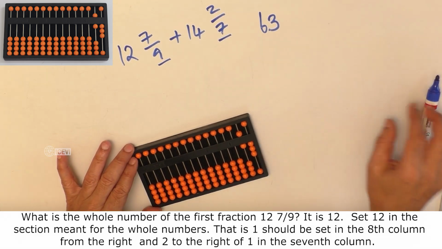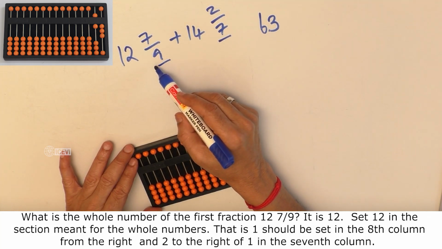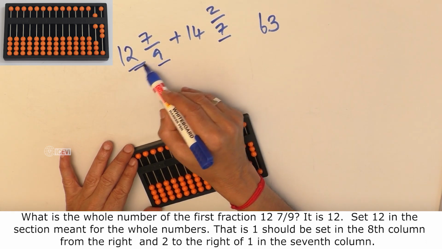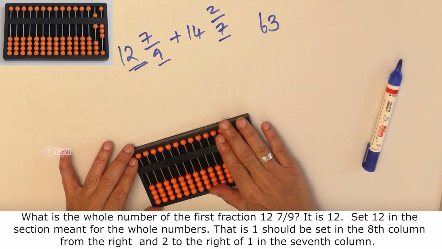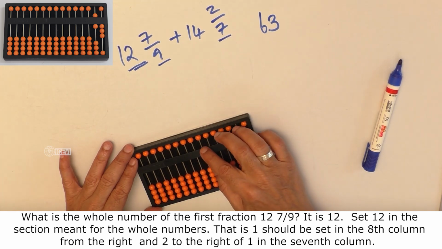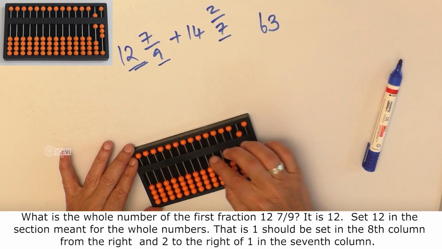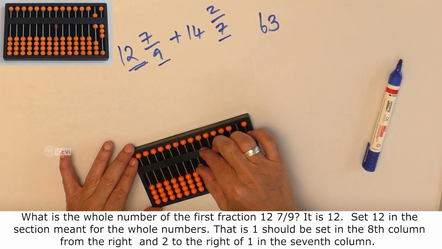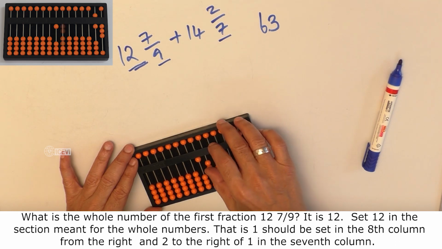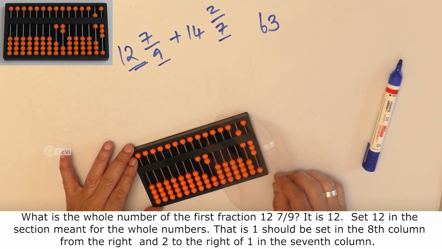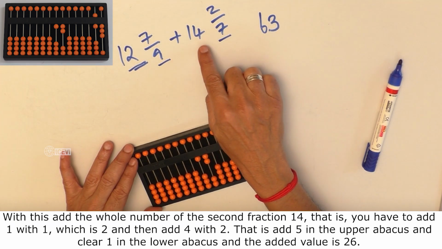What is the whole number of the first fraction 12 7/9? It is 12. Set the 12 in the section meant for the whole numbers. That is, 1 should be set in the 8th column from the right and 2 to the right of 1 in the 7th column. With this, add the whole number of the second fraction, 14.